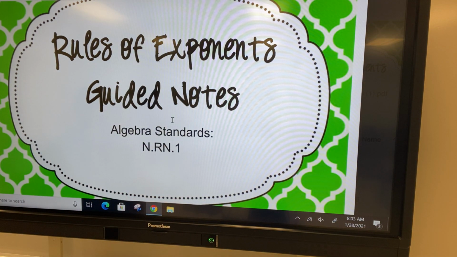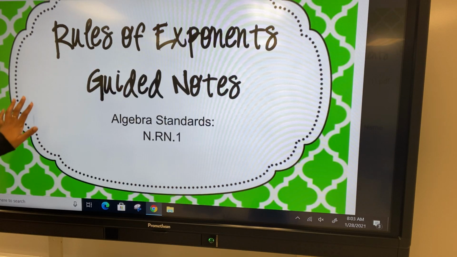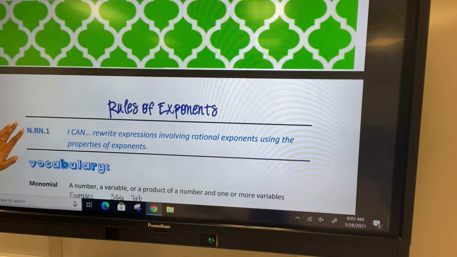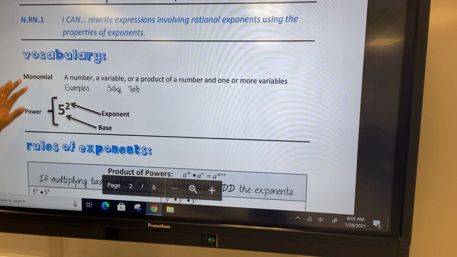Hi guys, welcome. Today we are going to talk about rules for exponents. If you watched the video from Tuesday, you probably have some idea of how the exponent rules work. But since it wasn't my own personal video, I'm going to post one today recapping those rules, all right? We're going to start with a little bit of vocabulary, all right?